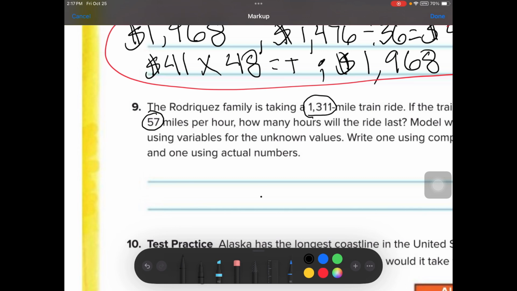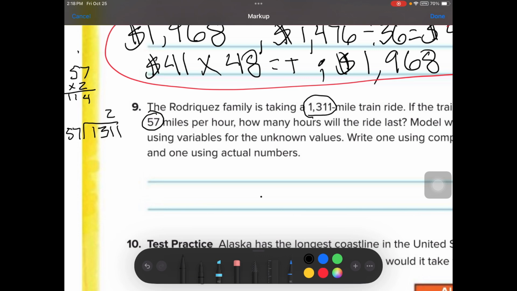We'll do 57 will go into 1,311. Okay, 57 will not go into 1, it will not go into 13, but 57 will go into 131. Let's do a guess and check, shall we? So 57, let's do times 2 and see what we get. 2 times 7 is 14. 2 times 5 is 10, 11. Ooh, that's pretty close. I don't think we have room for another one. So we're going to say it goes into it twice.